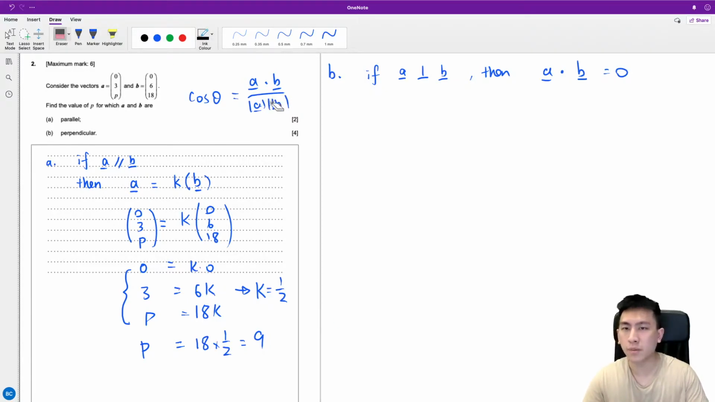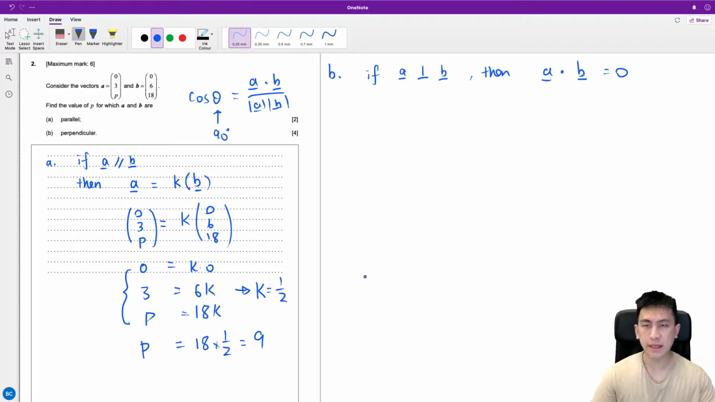The idea behind this is that if you have two vectors and you're trying to find the angle between them, you will get this thing, and theta will be the angle between A and B. If they're perpendicular, that means this is 90 degrees and cosine 90 is 0. That means the dot product must have been 0. So that's the idea behind why if you dot two perpendicular vectors together, they will give you 0.